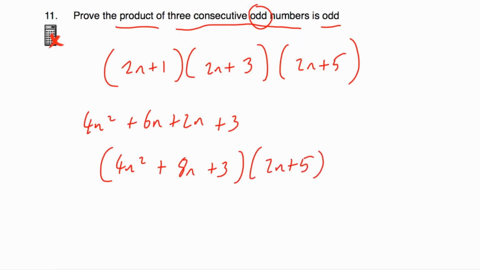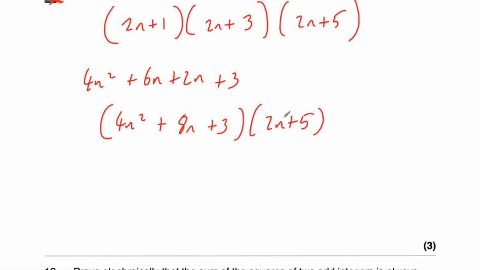And now we need to expand again. So that means we're going to multiply our 2n plus 5 by our 4n squared, by our 8n, and by our 3, and then we're going to simplify it. And then hopefully it's going to be odd. So 4n squared times 2n, that's going to be 8n cubed. 4n squared times 5 would be plus 20n squared. Now let's move on to our 8n. So 8n times 2n would be plus 16n squared. 8n times 5 would be plus 40n. And finally, 3 times 2n would be plus 6n, and 3 times 5 would be plus 15.